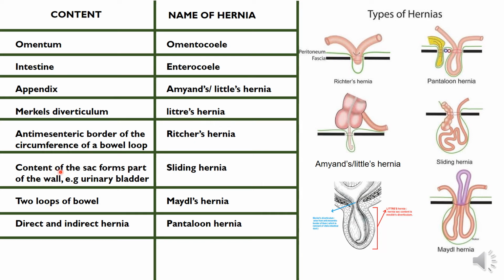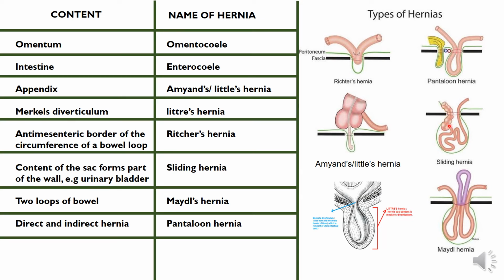Now, when the content of the sac also forms part of the wall of the sac, for example, urinary bladder forming part of the wall of the sac, or a sigmoid colon forming part of the wall of the sac, it's called a sliding hernia. Sliding, as the name implies, a part of the content is forming part of the wall, so it's sliding into the wall of the hernia. Here's a diagram showing it. You can see the sigmoid colon here, as though it's sliding into this hernia sac. So that's a sliding hernia.